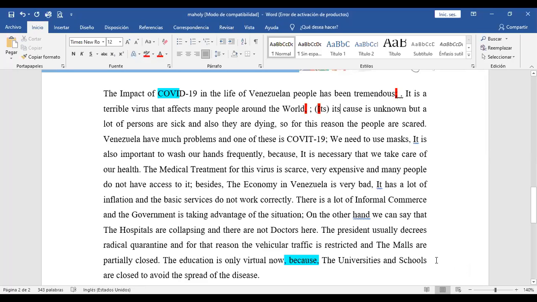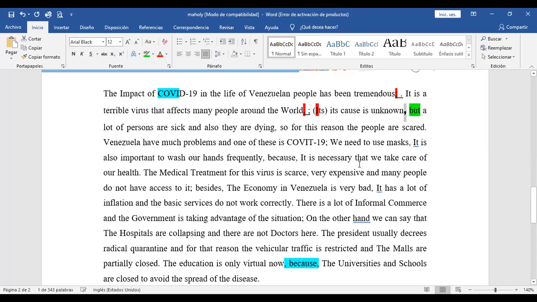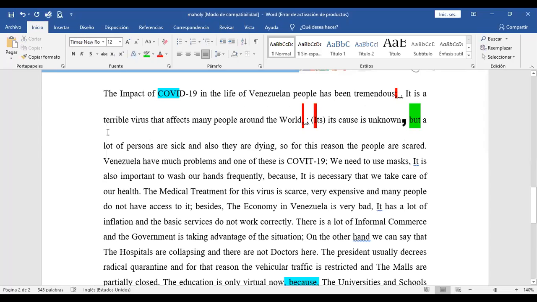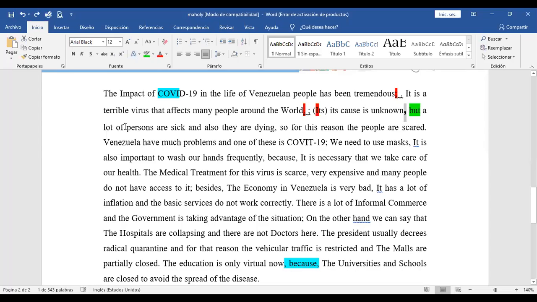Veo ahí una coordinating conjunction, but. ¿Cuál es la puntuación correcta para esa coordinating conjunction? Coma. ¿Después o delante del but? Antes. Before but. Its cause is unknown, comma, but a lot of persons are sick and also they are dying. Miren ahí, ¿cómo arreglaríamos eso? A lot of people.